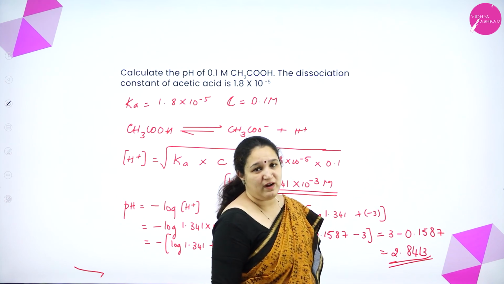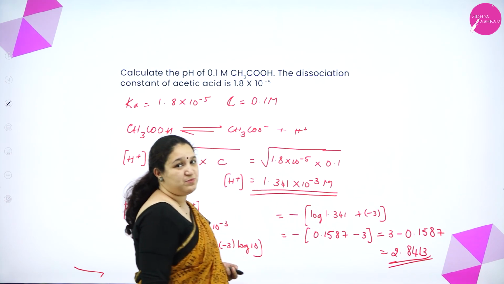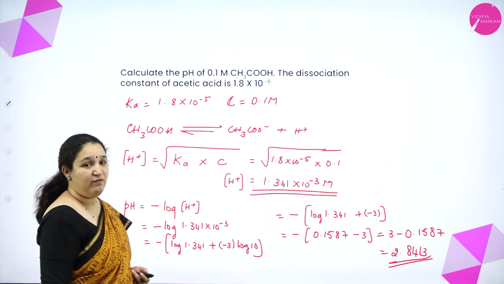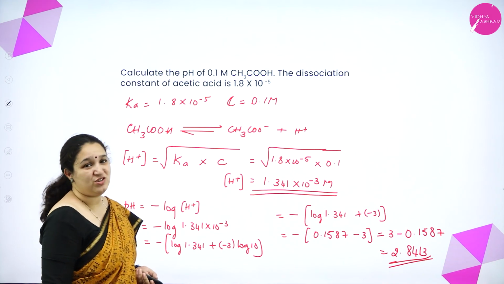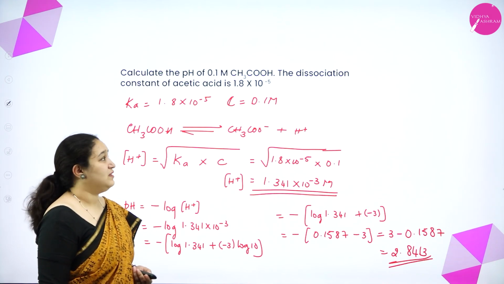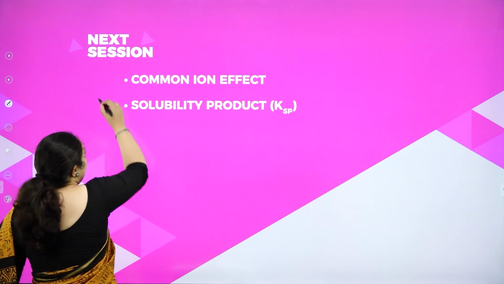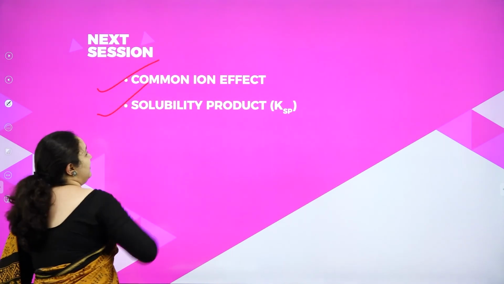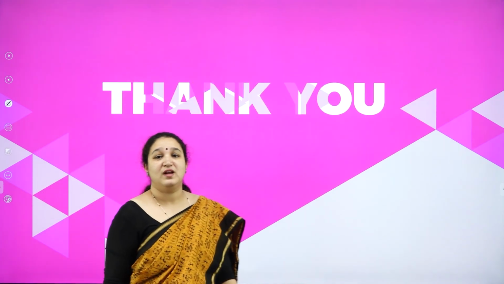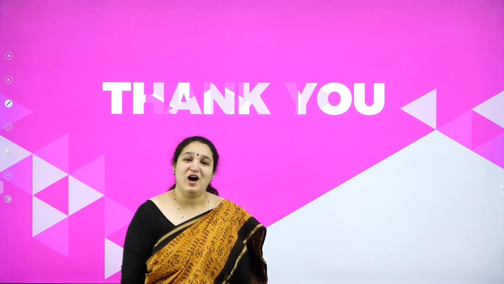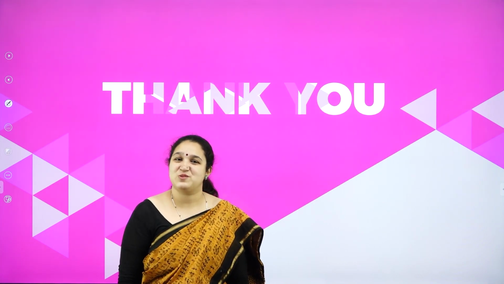So I hope you have understood how to solve this problem. It's quite easy, where you have to use the dissociation constant of a weak acid. So next class we'll be studying about the common ion effect and the solubility product. I hope you have understood how to solve the problems, as it is quite simple.